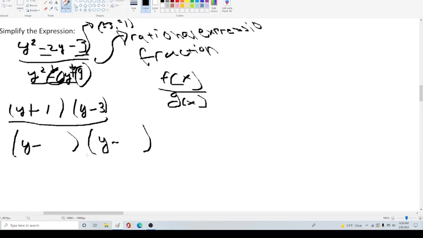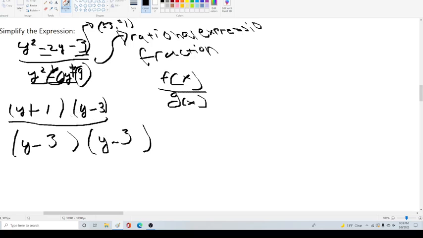And why do you ask that? Well, 9 only factors out into 9 and 1, or 3 and 3. 3 times 3 is 9, and since we have a positive 9, minus 3 and minus 3 multiply out to 9, and add up to minus 6. So in both of these, it'd be minus 3.